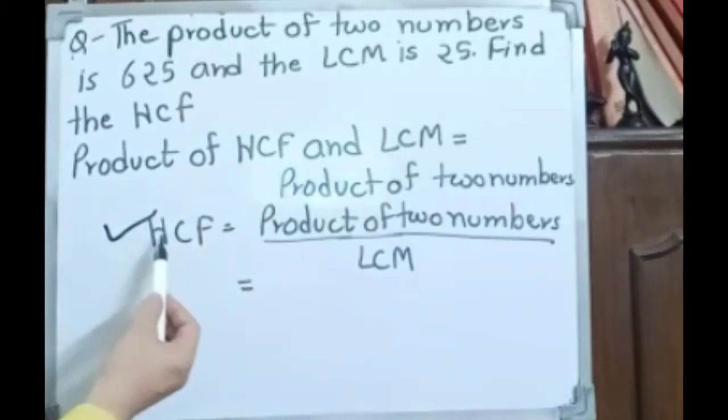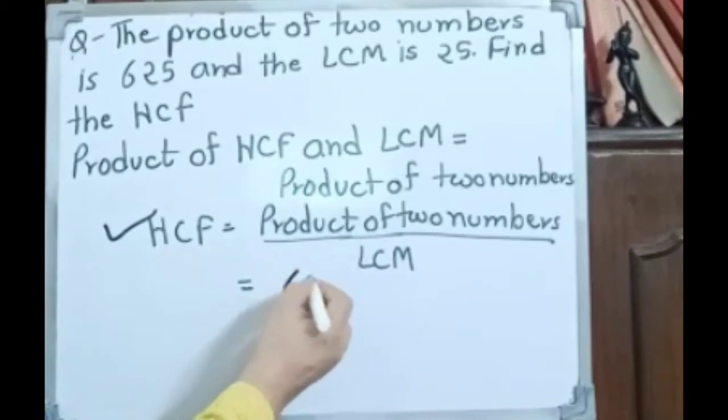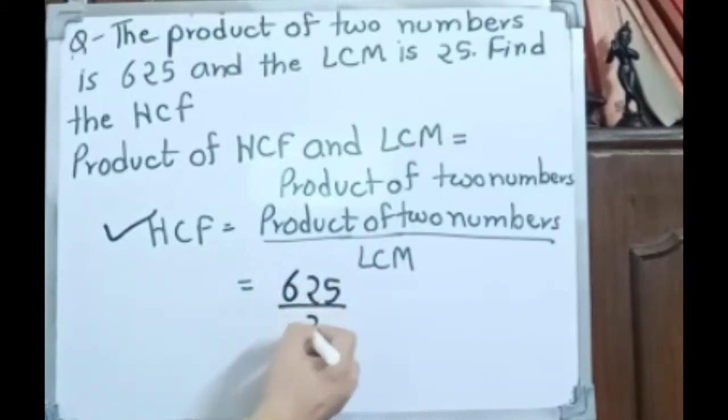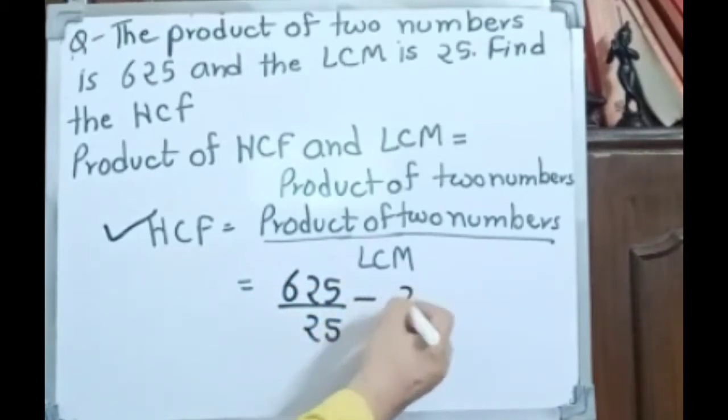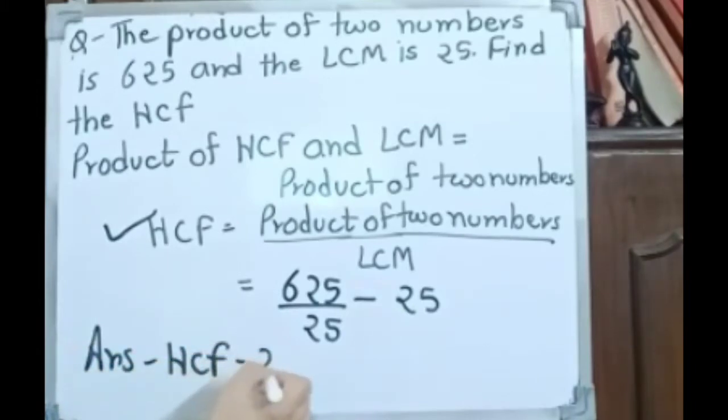So what is the formula to find HCF? HCF is equal to the product of the two numbers divided by LCM. So we have to do 625 divided by 25. Divide it and take out the answer. The answer is 25. So the HCF is 25.